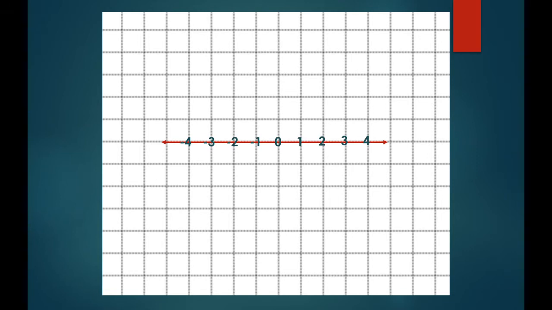So, sa rectangular coordinate system, hindi lang siya isang number line. Meron pa tayong isa pang number line. So, itong horizontal number line na to, ito yung tinatawag nating x-axis o yung abscissa. Pagdating sa rectangular coordinate system, ang tawag na natin dun sa horizontal line ay x-axis or abscissa.